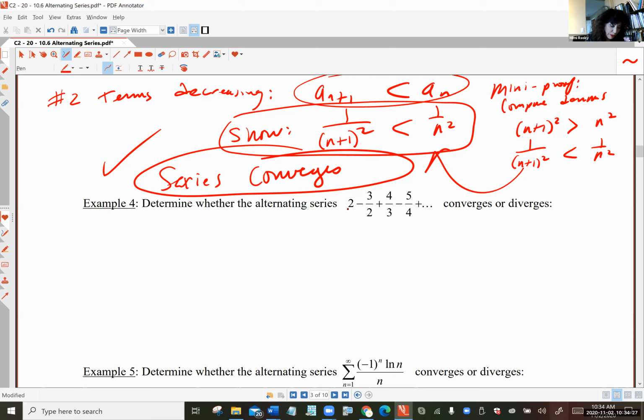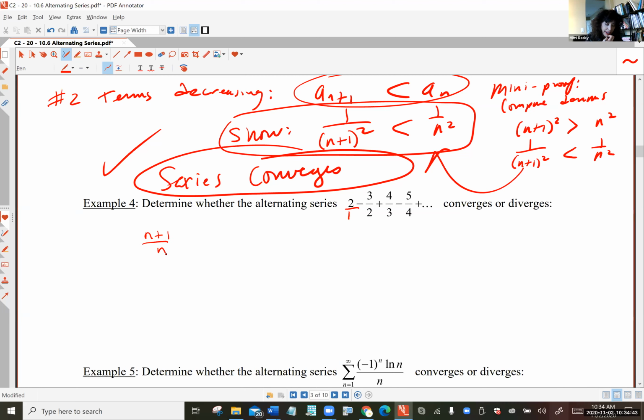If this will help, I'll give the first term a denominator. Then you may see a pattern. So the first term is 2 over 1. The next term is minus 3 over 2, 4. N plus 1 over n. Okay, say that again. N plus 1 over n.